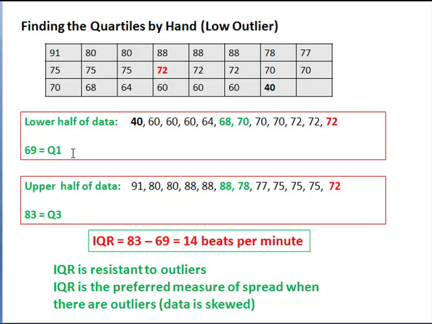So it's important to realize that the interquartile range is resistant to outliers. So if you have a data set that is skewed, either because it has high or low outliers, the IQR, the interquartile range, is the best measure of spread to quote because it is not impacted by outliers.